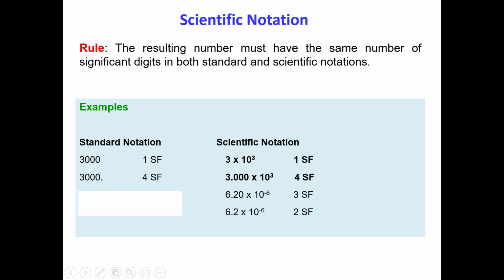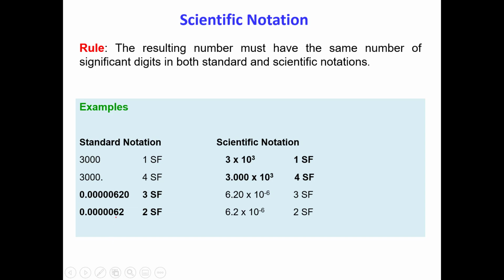Again, in math these two numbers are the same, but in science they are not the same. And we need to write this number in standard notation. We have 3 significant digits here, and we must have 3 significant digits here. We know these zeros are not significant. Yes, it's 1, 2, 3. Here we have 2 significant digits, and we must write here.